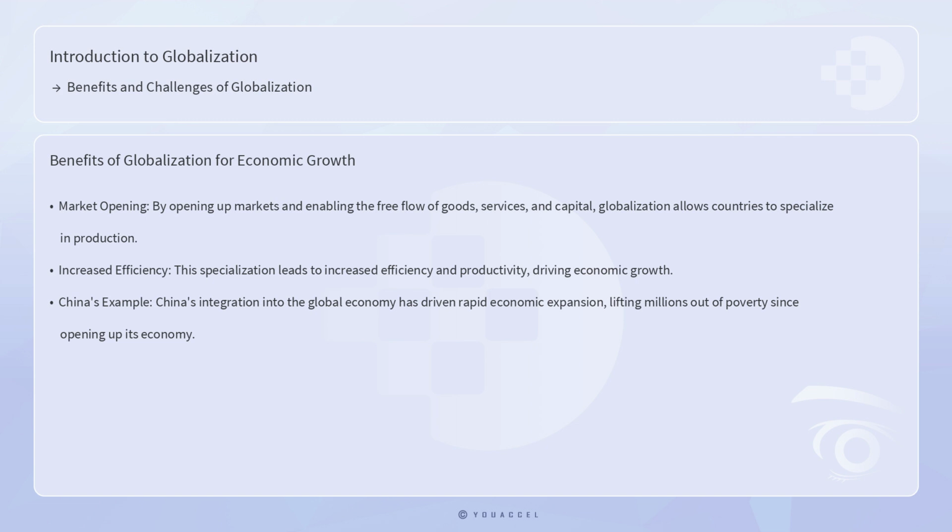One of the primary benefits of globalization is economic growth. By opening up markets and enabling the free flow of goods, services, and capital, globalization allows countries to specialize in the production of goods and services in which they have a comparative advantage. This specialization leads to increased efficiency and productivity, which can drive economic growth. For example, China's integration into the global economy has been a major driver of its rapid economic expansion. Since opening up its economy in the late 20th century, China has experienced unprecedented growth, lifting hundreds of millions of people out of poverty.